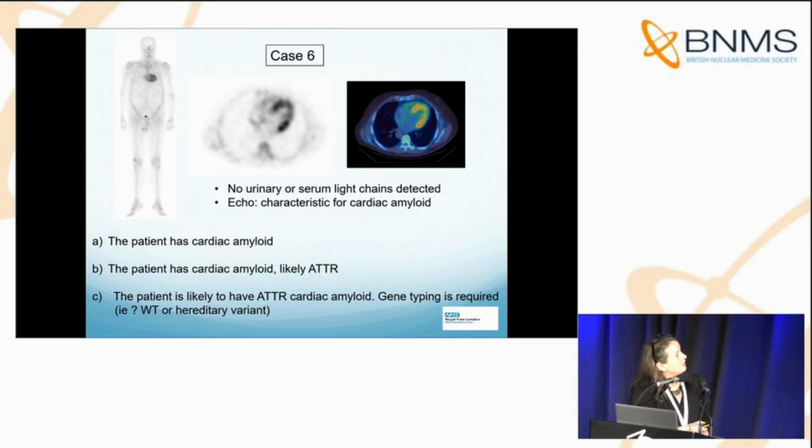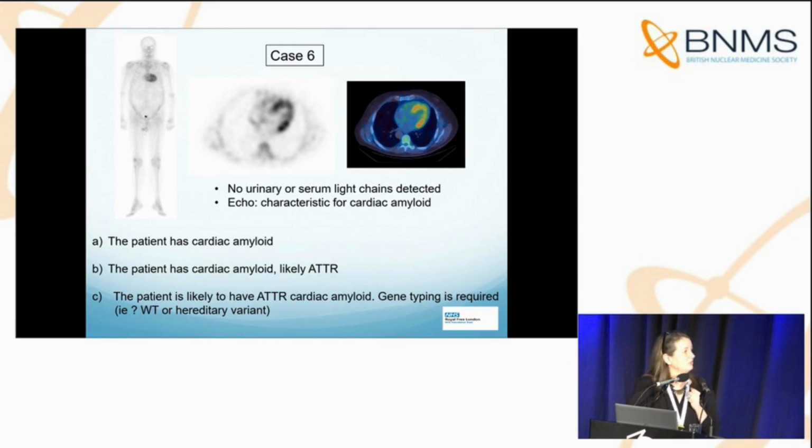The patient has no plasma cell dyscrasia. The echo was characteristic for cardiac amyloid. So this patient has cardiac amyloid. This patient has cardiac amyloid, likely ATTR. This patient is likely to have ATTR cardiac amyloid.